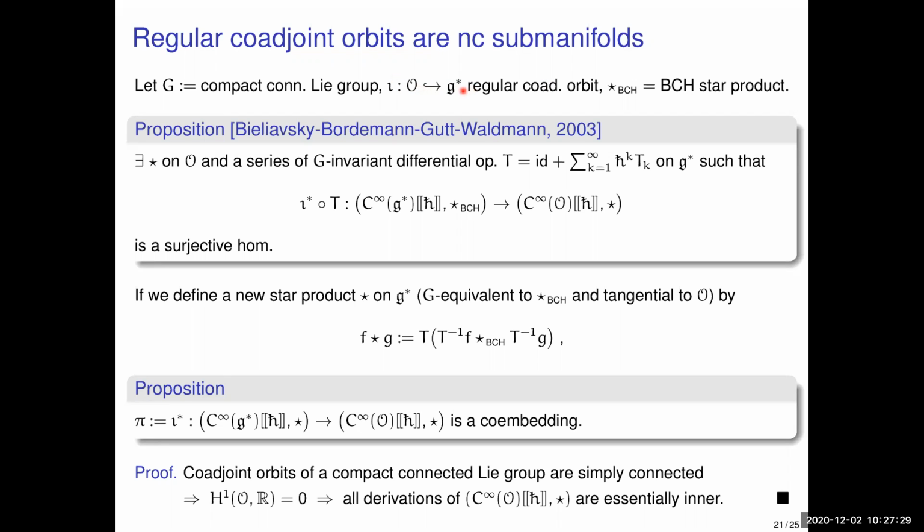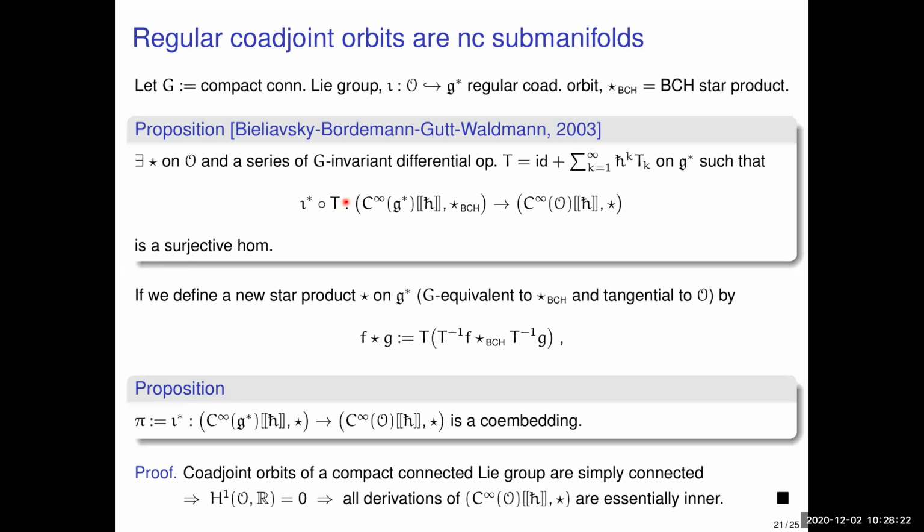Then on G star you have a special star product which is called the Baker-Campbell-Hausdorff star product. What they proved in this paper is that there exists a star product on the coadjoint orbit, and there exists a power series of G-invariant differential operators on G star, such that the pullback of the inclusion of the coadjoint orbit composed with this power series gives you a quotient map of formal deformations. So a map from the formal deformation of G star with BCH star product to the formal deformation of the coadjoint orbit. You can adjust things so that you can change the first star product so that this T disappears, not important.